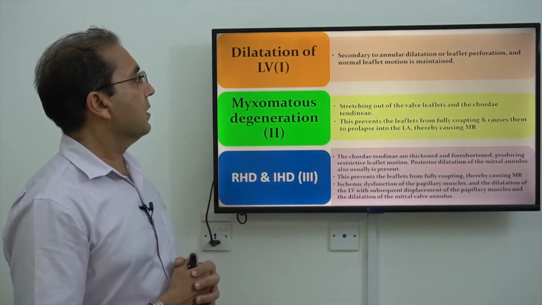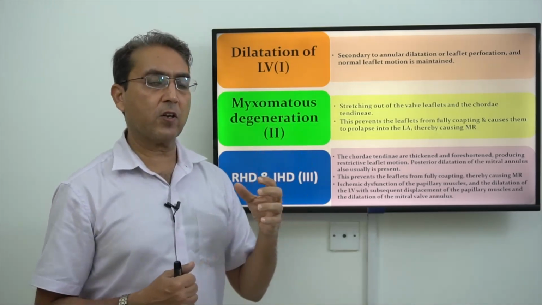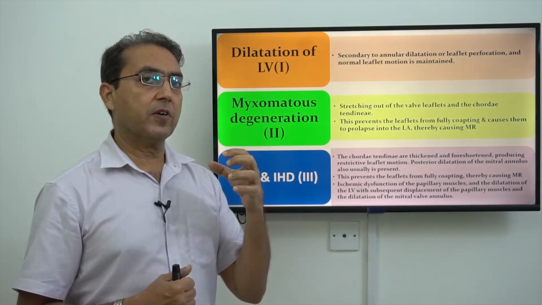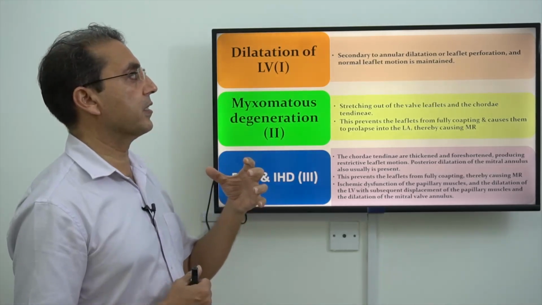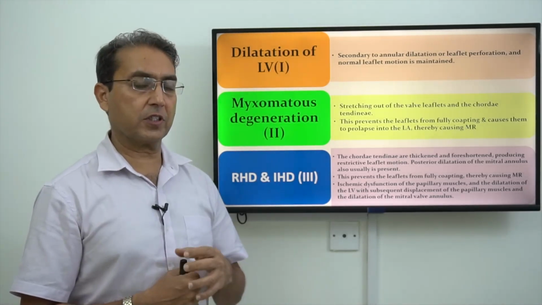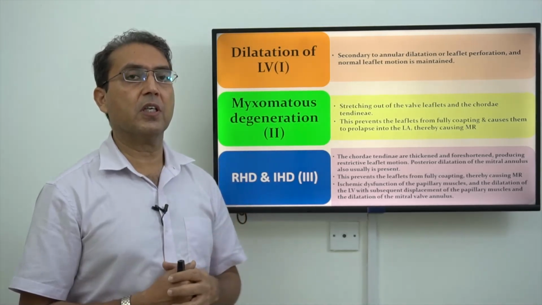Now, what happens in a type 1 defect? This type 1 defect is basically because of annular dilatation. The annulus, the ring to which the valves are attached, starts stretching and becomes dilated. Or there is perforation in the valve leaflets, for example, if endocarditis or an abscess results in perforation of the leaflets.